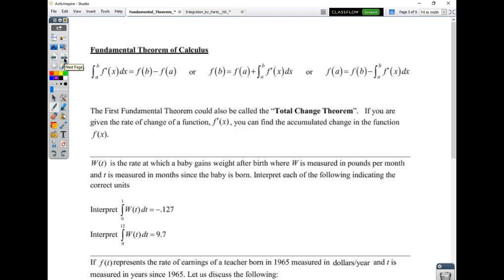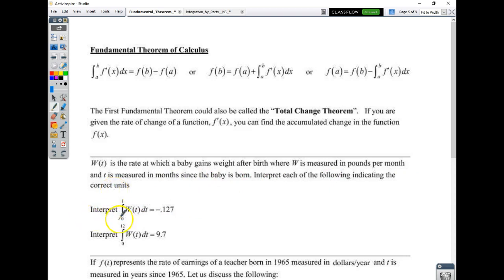So then we look at this, and we've got the total change theorem, and some of it is also being able to interpret what it says in words. For instance, if I tell you that W of t is the rate at which the baby gains weight after birth, where W is measured in pounds per month and t is measured in months since the baby is born, interpret each of the following indicating the correct units.